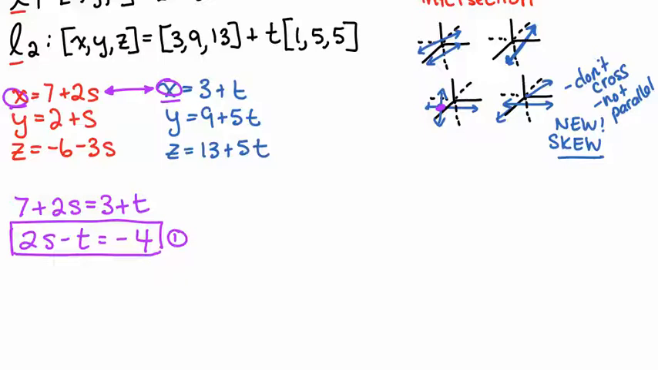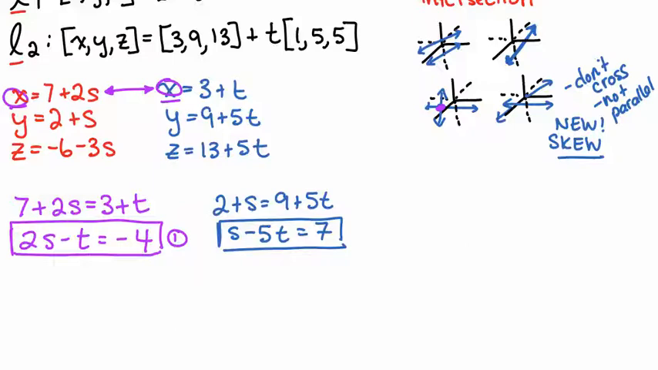Let's do the y's. So 2 plus s equals 9 plus 5t. And I'm going to move things around so that s's and t's are on one side. So s minus 5t. Move the 2 to the other side. So I got 7. I'm just putting my unknowns on the left side. So that's equation 2.